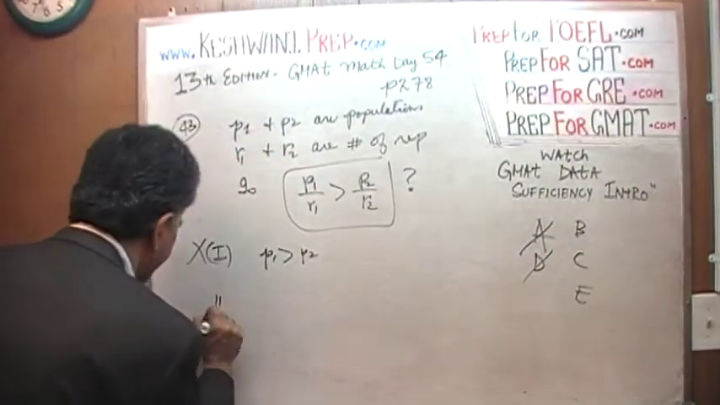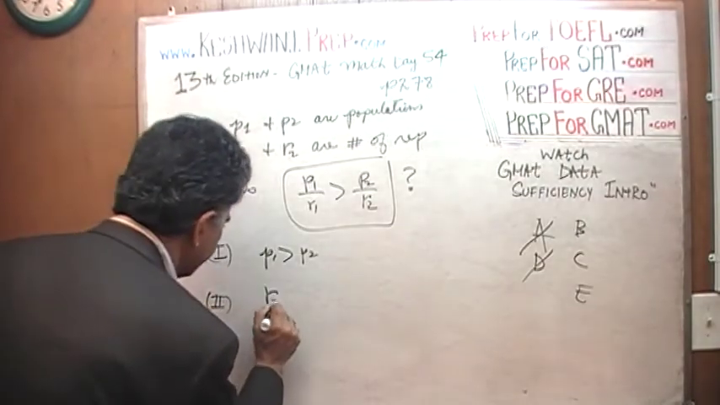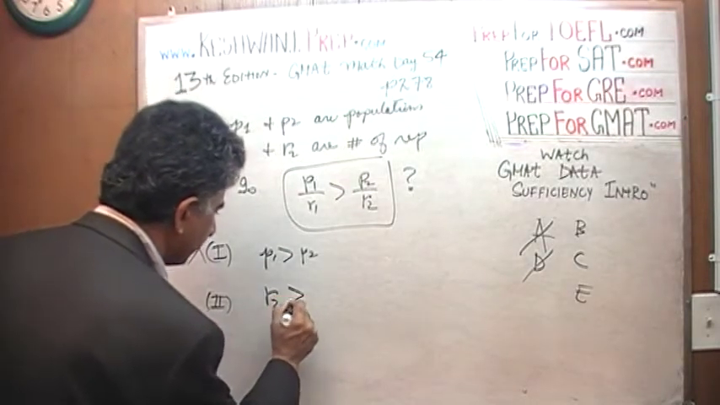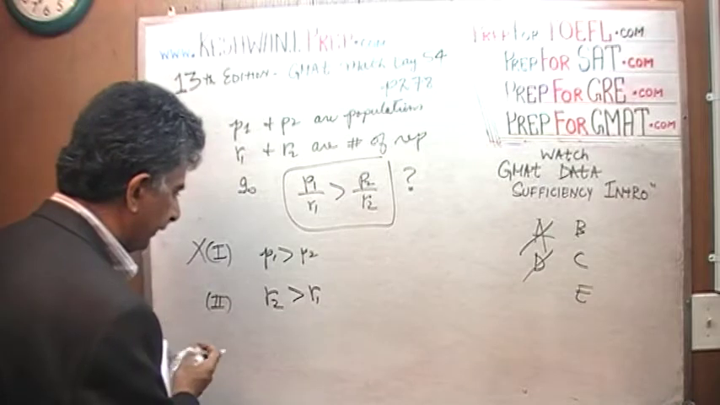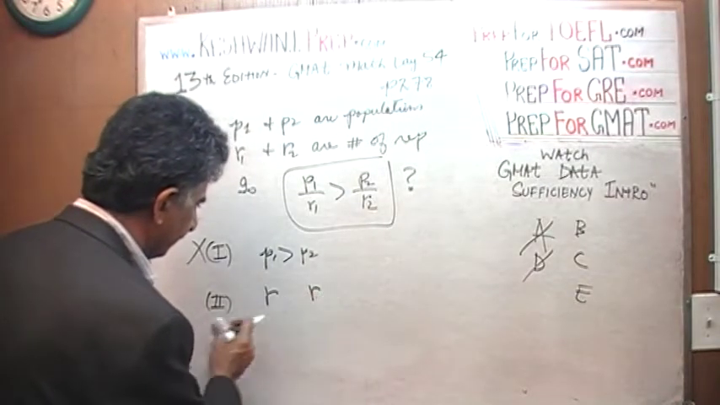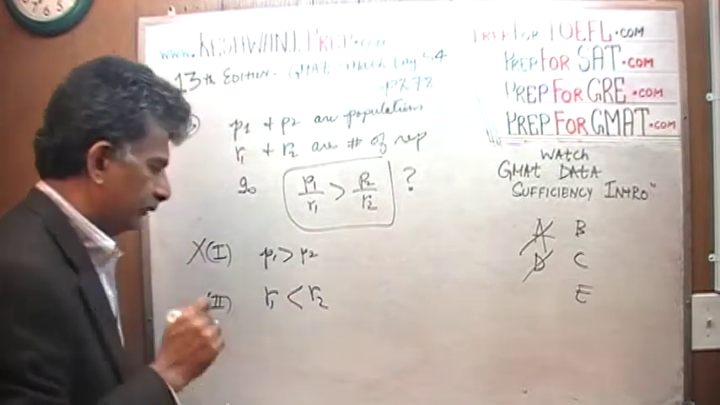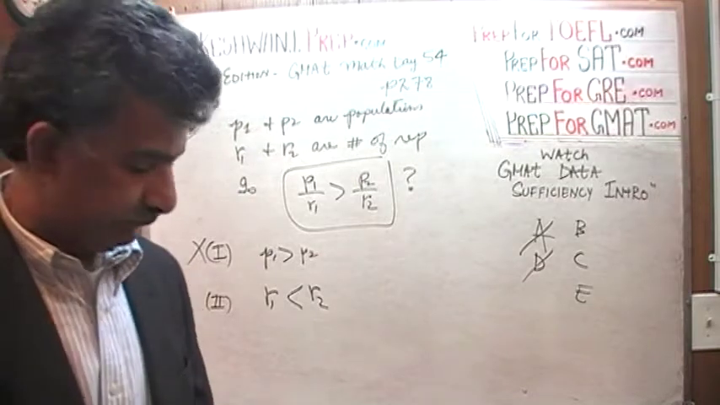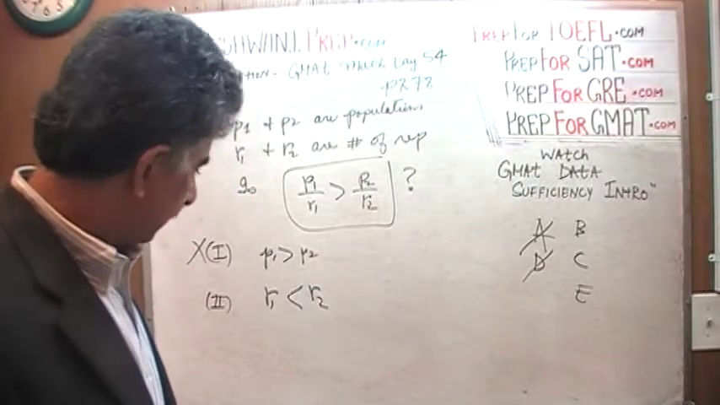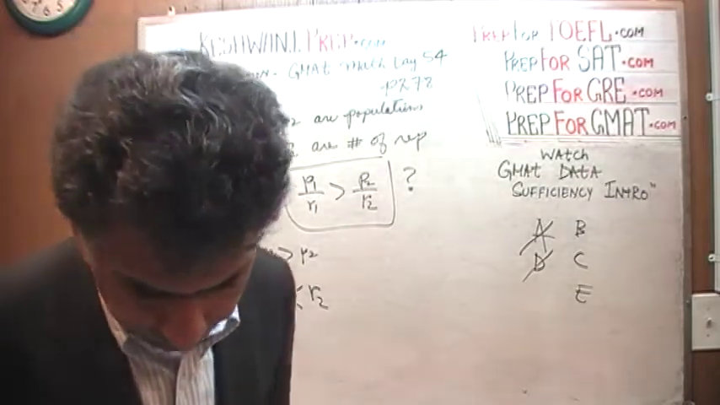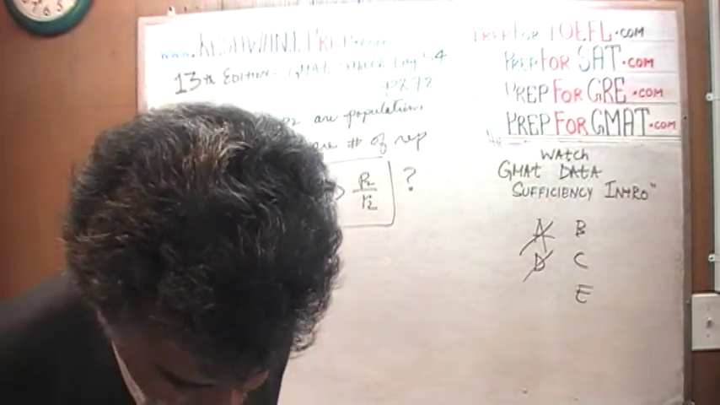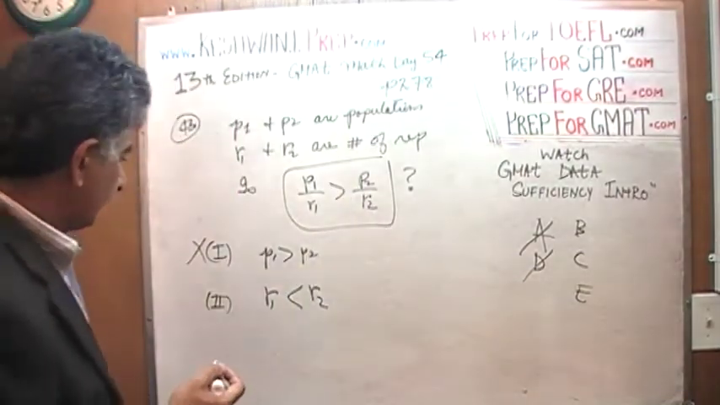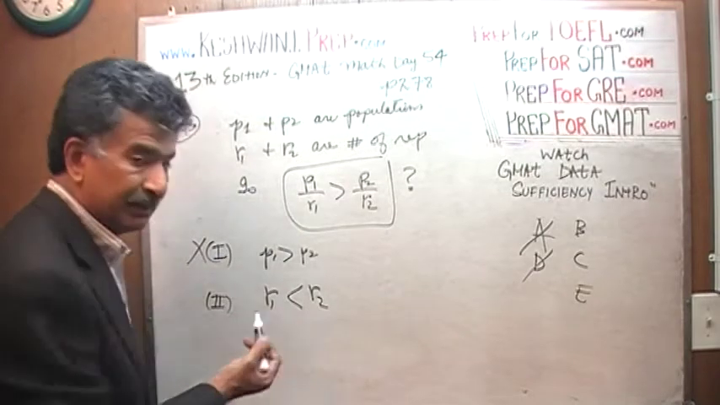Let's look at the second one. The second statement tells us the number of representatives is greater for town 2 than for town 1. Instead of writing it this way, I'm going to write it this way so that it's consistent. So they're telling us the number of representatives for town 1 is less than, is that right? Or did I write it wrong? Just give me a second here. No, yes, R2 is greater. The number of representatives for town 1 is less than the number of representatives for town 2.